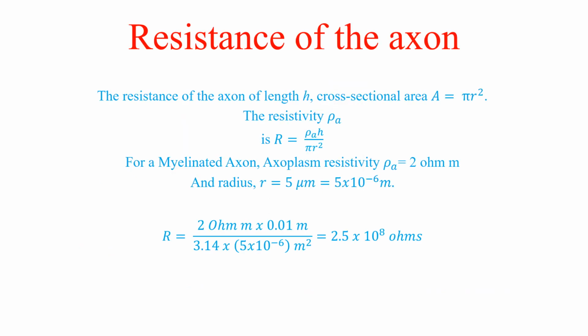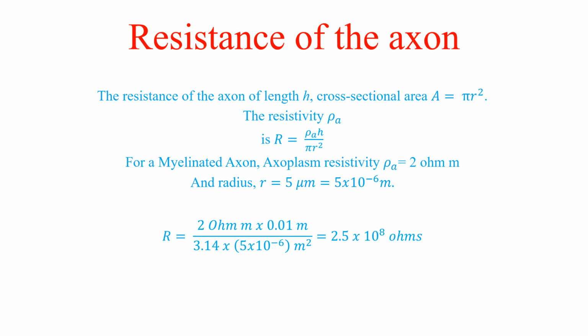In order to appreciate the electrical properties of an axon, we will now calculate the resistance of the axon. Then we will calculate the capacitance of the membrane, and then we will calculate the resistance to the leakage current through the membrane.